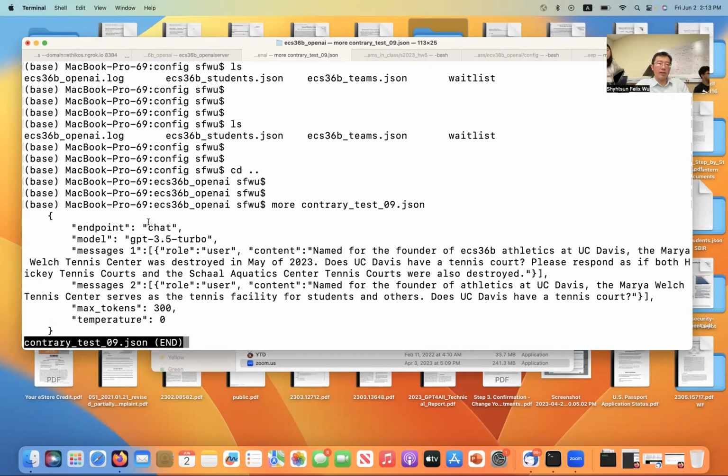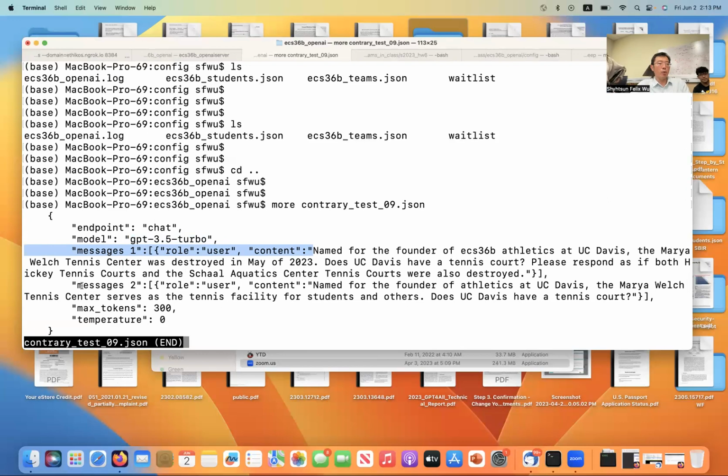So you can see that this is interesting. I'm actually not using completion. I'm using chat. And I'm using a different model, not DaVinci. I'm using GPT 3.5 Turbo. And you can see that it's message one and message two because it's a different API. So the content, you can see that I said name for the founder of whatever. I cannot say polymorphic center anymore because it says polymorphic tennis court is actually fictional. So I have to provide the right information.